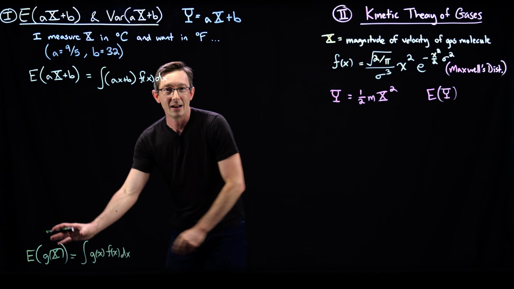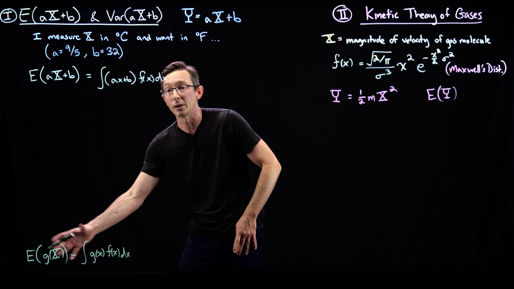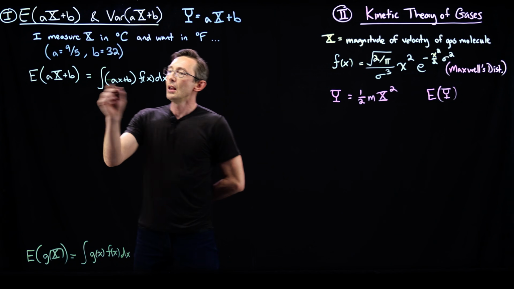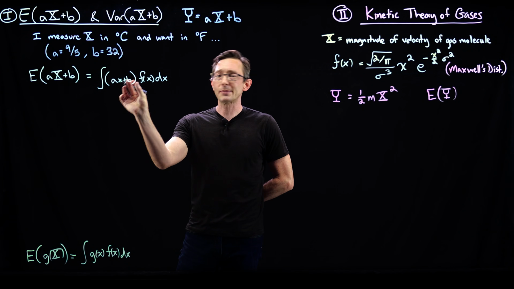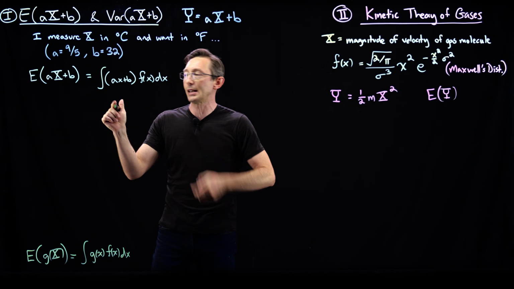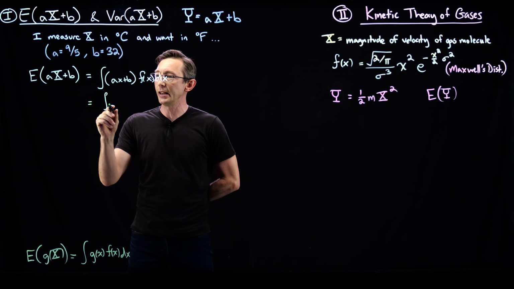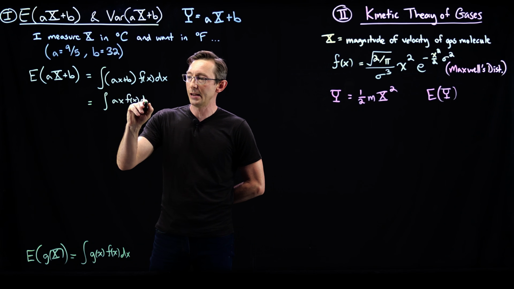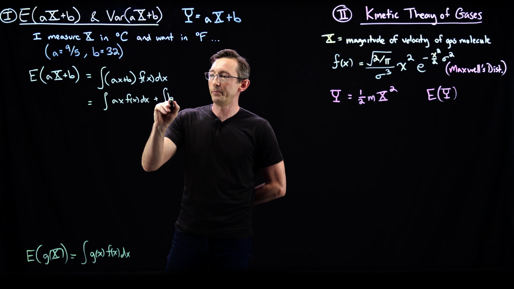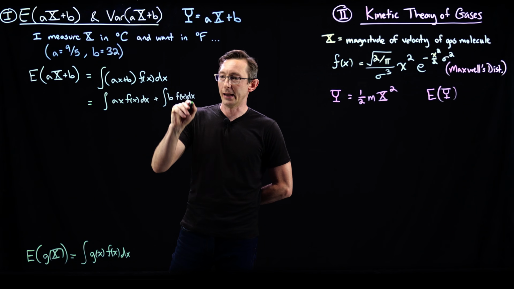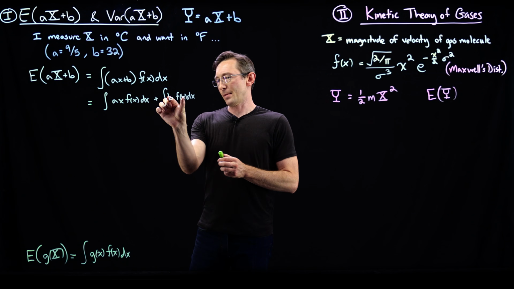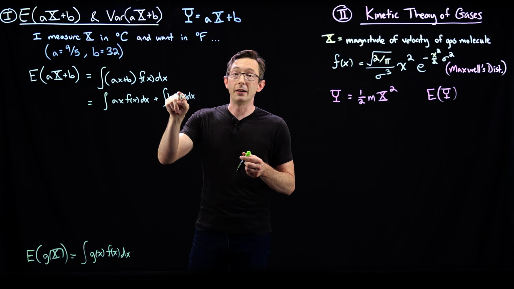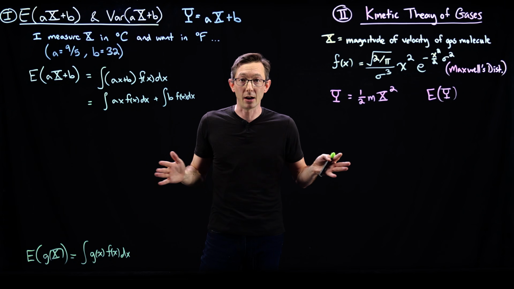Okay, this is a property we wrote down from earlier that's really important. That's what we're using here. And because ax plus b is linear, I can expand this out, and I can say that this is equal to the integral of ax f of x dx plus the integral of b times f of x dx. And b is a constant. I can pull this constant out of the integral, and my integral of f of x dx is equal to 1. That's the law of total probability.